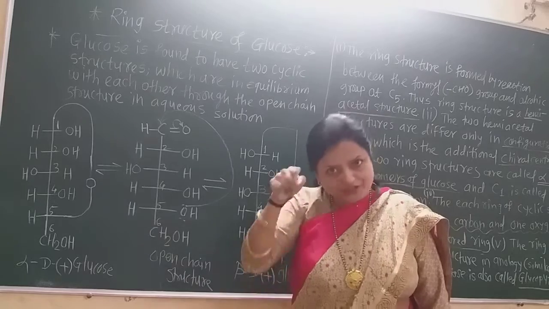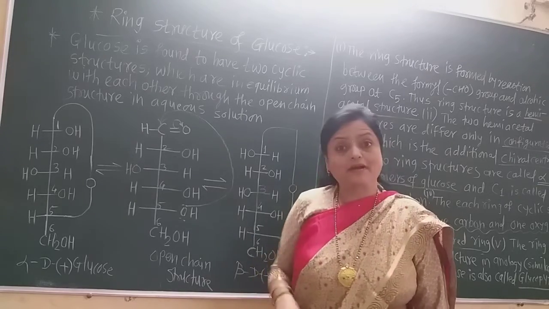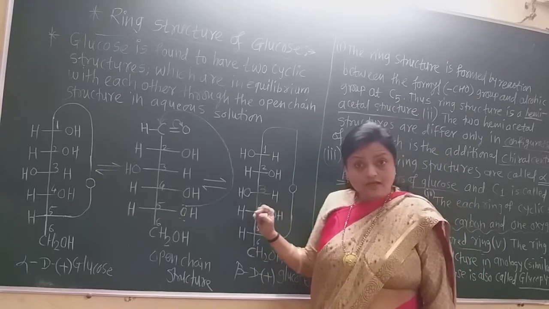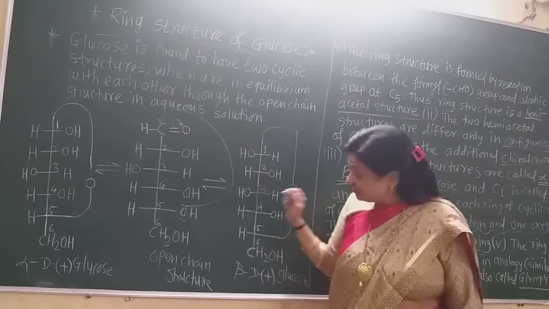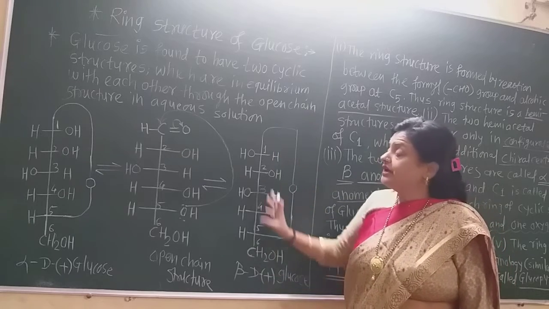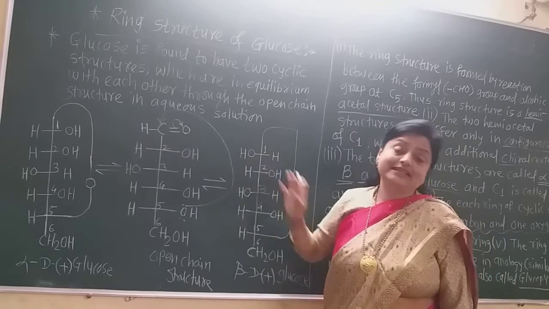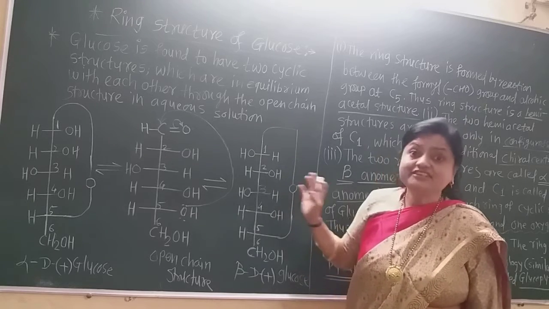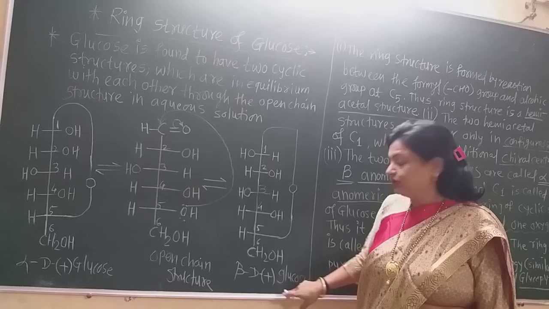Below, if the OH group is in the below position, that is the alpha, and if it is on the upper side, that will be the beta. But here you are seeing these structures in this vertical way. So if the OH group is on the left hand side in the ring structure, then that ring structure is called beta D plus glucose.